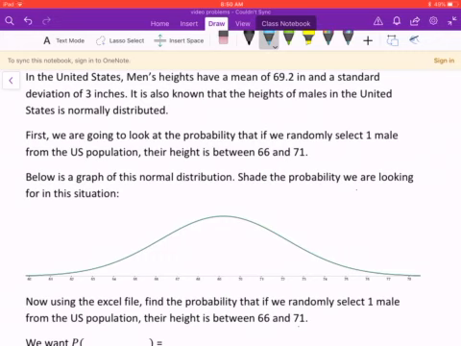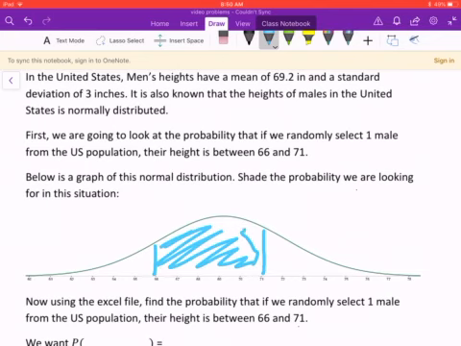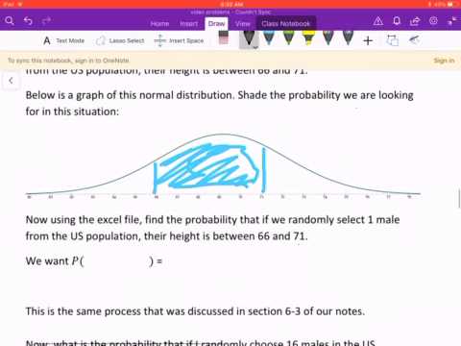So what I'm going to do here is shade this. 66 is right here, 71 is right here, and you can see we're going to have a pretty good amount of this graph shaded. It's going to be this stuff in here. Now using the Excel file, let's find the probability that if we randomly select one male from the U.S. population, their height is between 66 and 71. So this is the inequality we're looking at, 66 to 71. We want the height to be between those values.